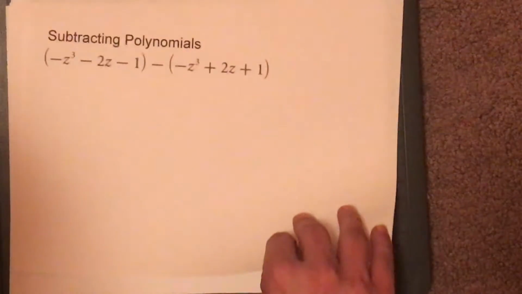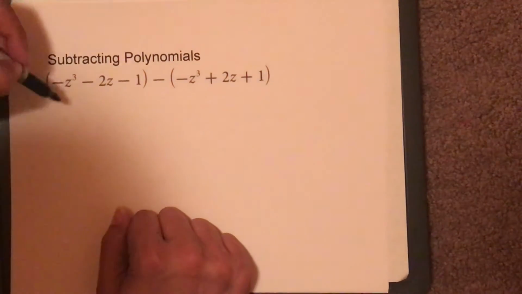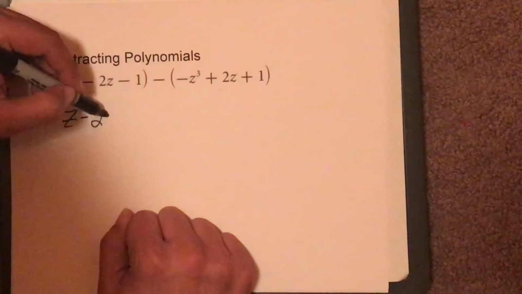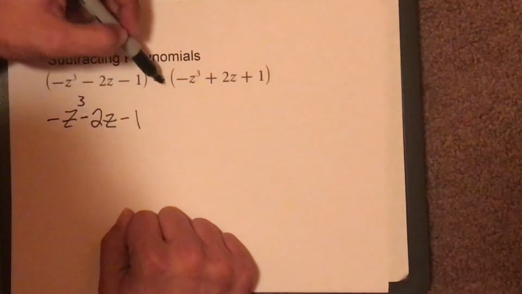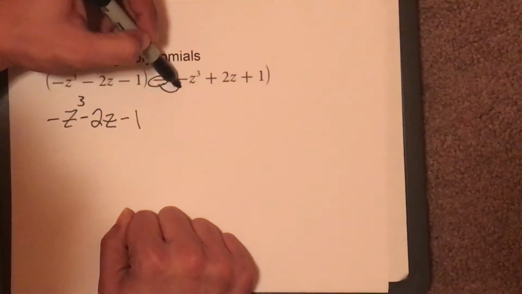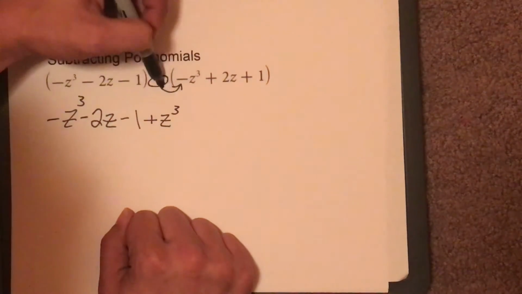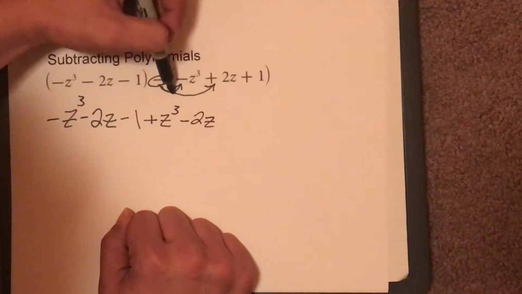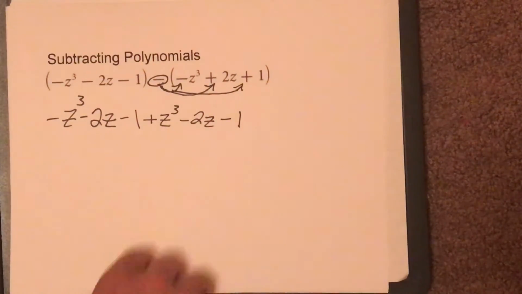Okay, for our final problem, we'll be doing one more subtracting polynomials. Again, we'll rewrite the first expression as it is. We do not do the opposite of because there is no negative sign. Again, now we have this negative. Opposite of negative z to the third is positive. Opposite of positive is negative 2z. Opposite of positive 1 is negative 1.